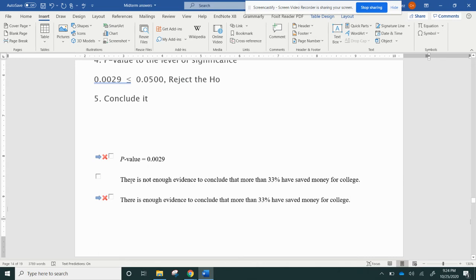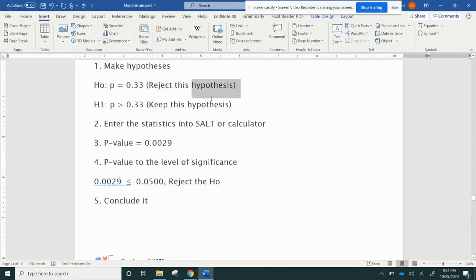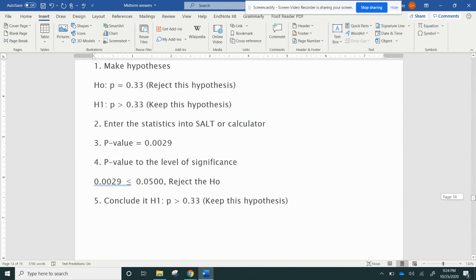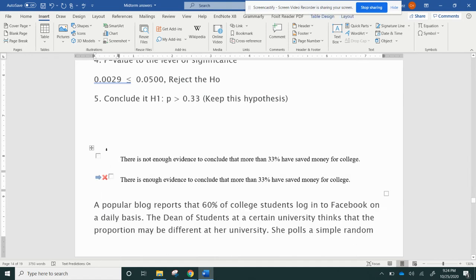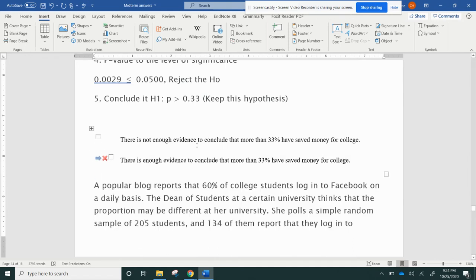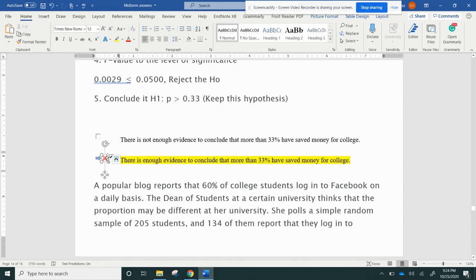All right, so remember I said concluded. I'm keeping this hypothesis. I'm going to put it right here. Okay, I'm keeping that one. So which one of these means I'm keeping it? Okay. All right, so the first one says there's not enough evidence to conclude it's more than 33%, and that's not correct. So it's this one. There is enough evidence to conclude that more than 33% have saved money for college. Okay, because it actually helps me here. I'm going to get rid of that X so you don't get confused.